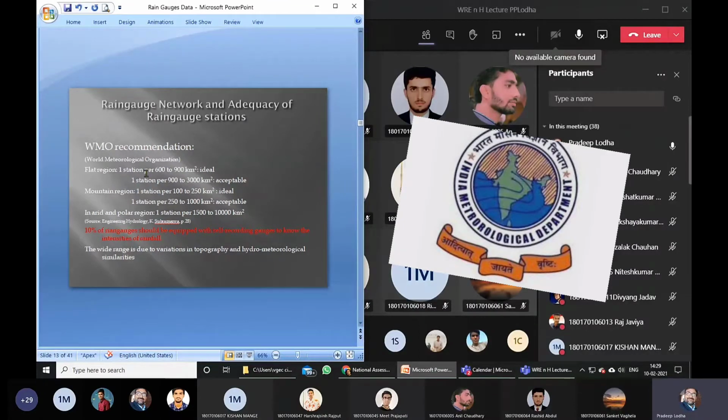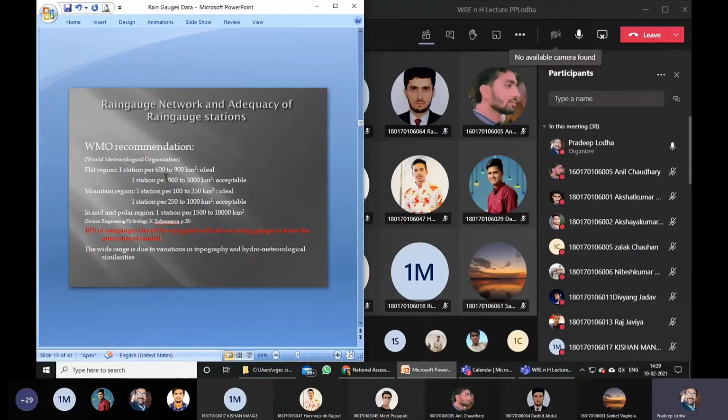One is for the flat regions where there are hardly any hills. Second is mountain regions where altitude is 1000 meter or 2000 meter kind of thing, and third is the arid and then polar regions. So what is the recommendation? These are the basic minimum. If we have more rain gauges, it is better.